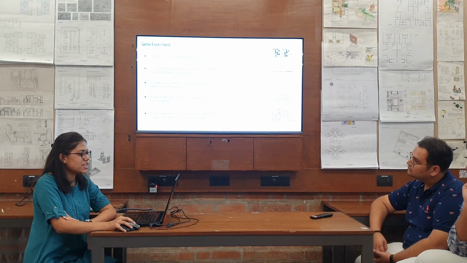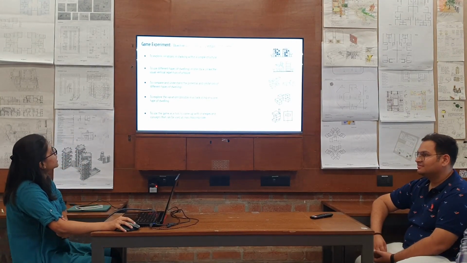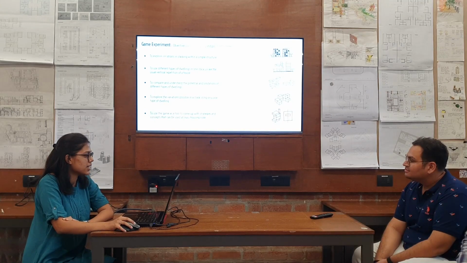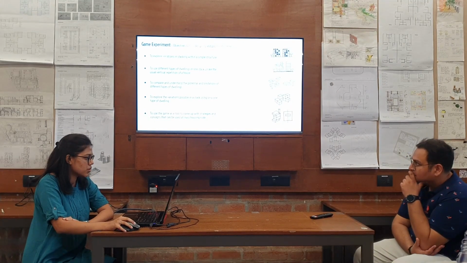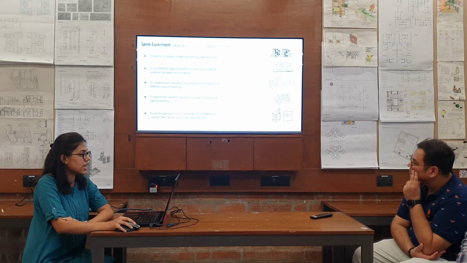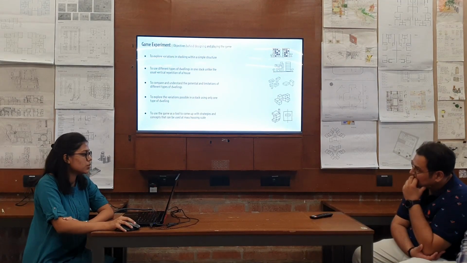The game experiment was designed with 5 objectives: to explore variations in stacking within a simple structure, to use different types of dwellings in one stack, unlike the usual vertical repetition of a house, to compare and understand the potential and limitations of different types of dwellings, to explore the variations possible in a stack using only one type of dwelling, to use the game as a tool to come up with strategies and concepts that can be used at mass housing scale.